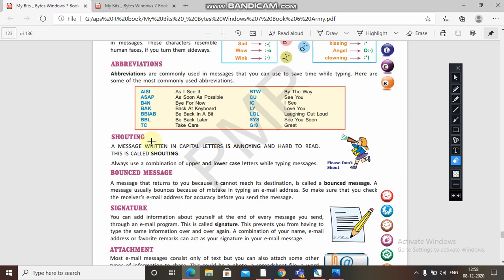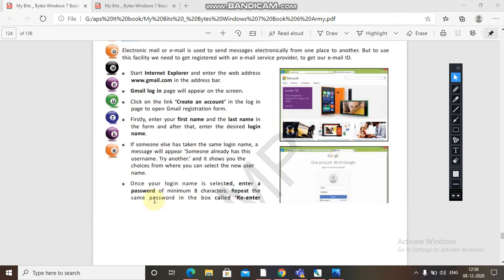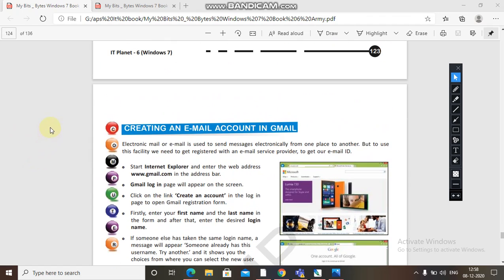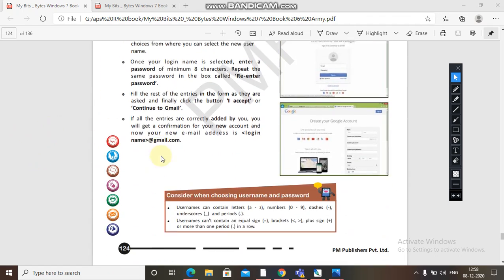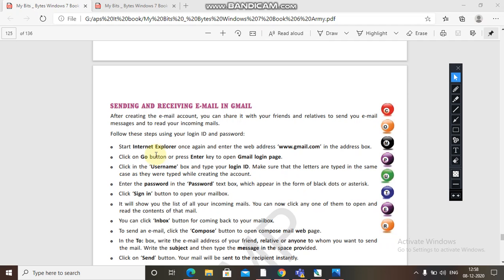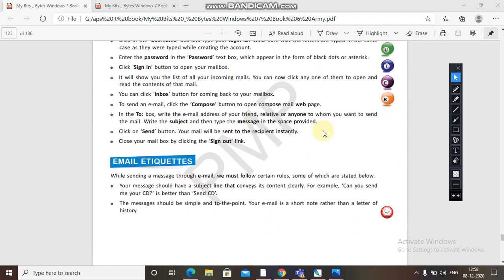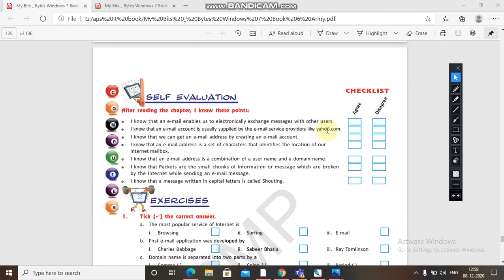Now signature, attachment, and creating an email account are very important. After that we will see sending and receiving email in Gmail, email etiquettes, and then we will come to the last page, the self-evaluation question and answer page of this chapter.